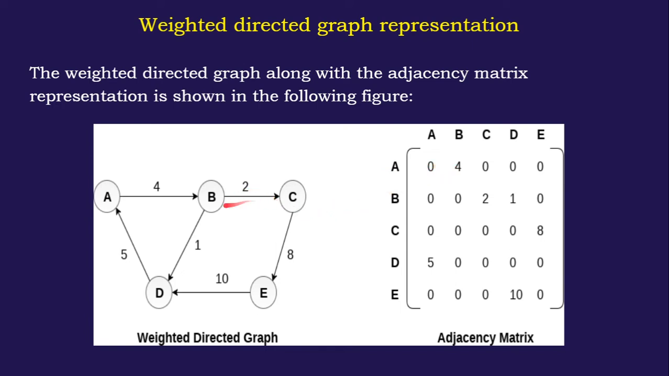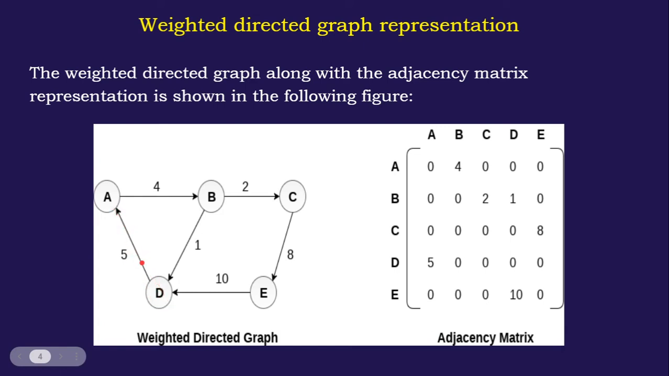Likewise, B to C is 2 as well as B to D is 1. So B has 2 connectivities, so put 2 in C and 1 in D. From C there is only E, which has 8 as the weight. So C to E, 8 is the weight, and for D only A is connected, so the value is 5 here. When we look at D, we have connections to A, B and E, but the direction is towards D in the case of B as well as E. Only A has a connection away from D, so that is the only connectivity.